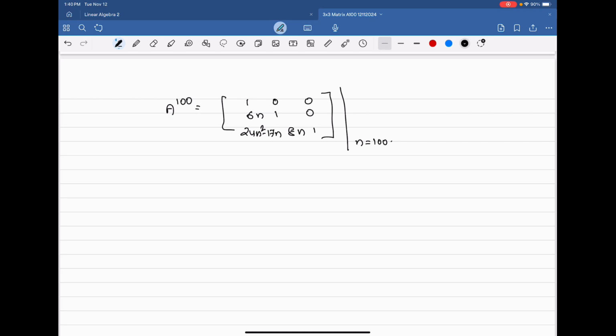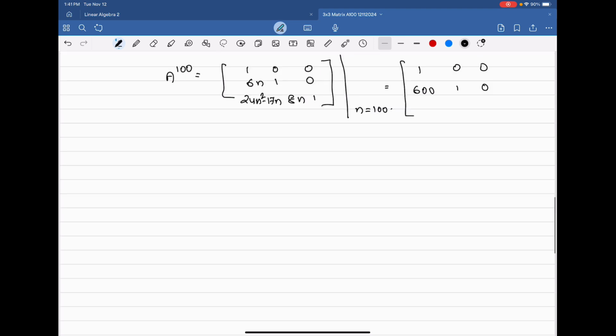Now, a to the power of 100 will be 1, 0, 0. 6 into n is equal to 600. 1, 0. Then 24n square minus 17n, we have already calculated 238,300. This is 800 and 1. This is the final solution for a to the power of 100.